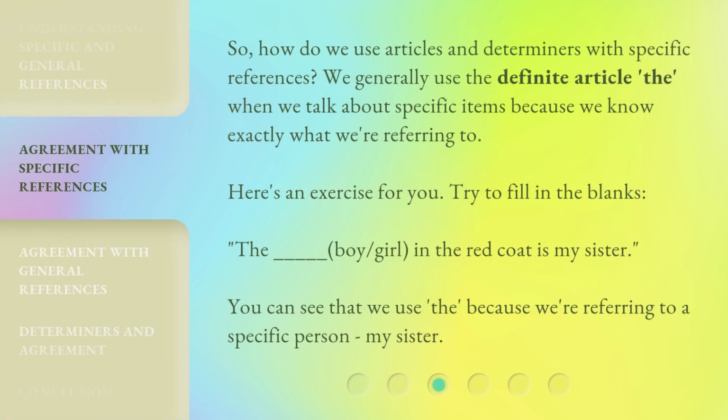So, how do we use articles and determiners with specific references? We generally use the definite article, the, when we talk about specific items because we know exactly what we're referring to. Here's an exercise for you. Try to fill in the blanks. "Blank boy, girl in the red coat is my sister." You can see that we use the because we're referring to a specific person, my sister.